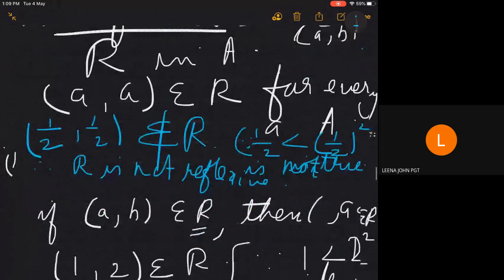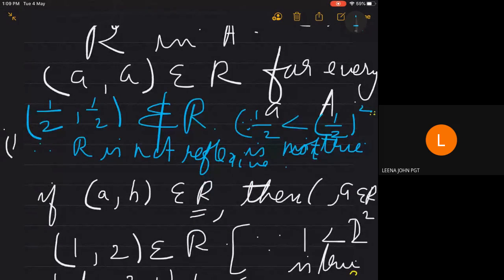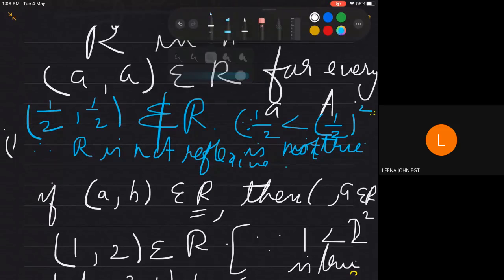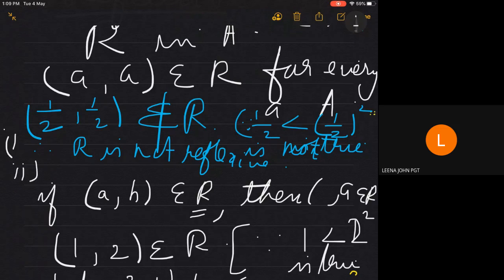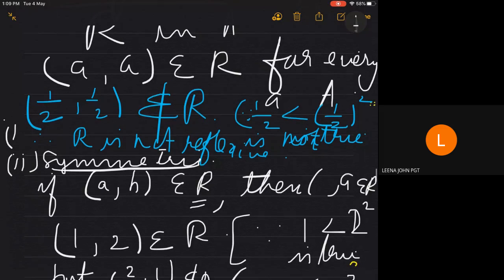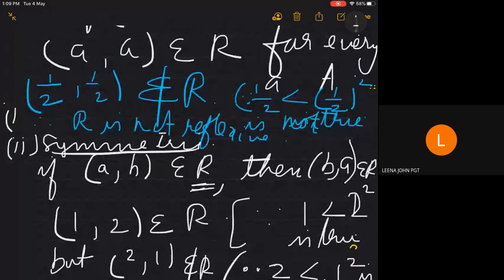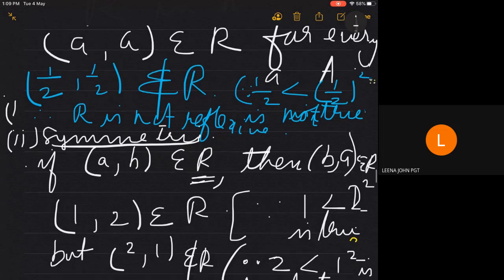The second part is the symmetric relation. For checking the symmetric relation, you just go to its basic definition. It is a conditional statement: if (a, b) is present in R, then (b, a) is also present in R, then we say that R is symmetric. So we have to consider one element which is present in the relation and check whether its symmetric pair is always present or not.